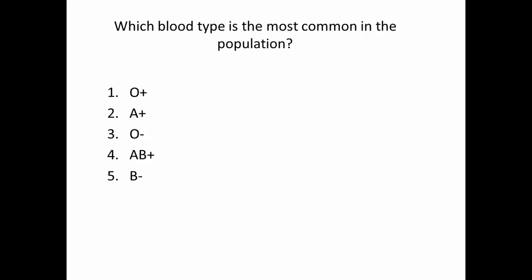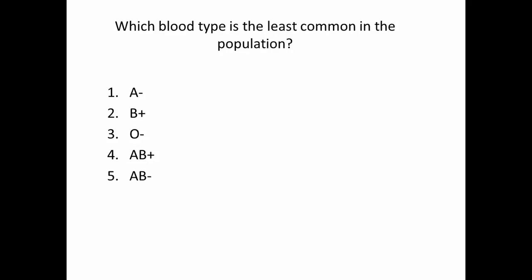Here's a question: which blood type is the most common in the population? The answer is number 1, O positive. So about 37.4% of the population has O positive blood. A close second would be A positive, where 35.8% of the population has A positive blood.